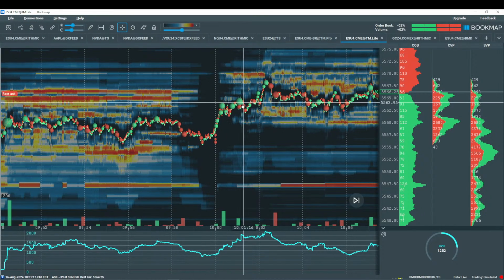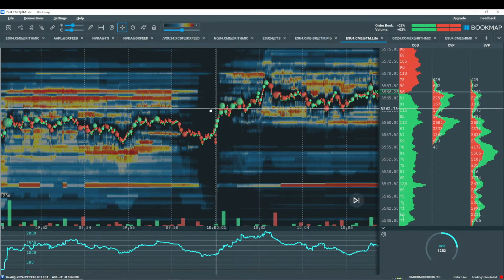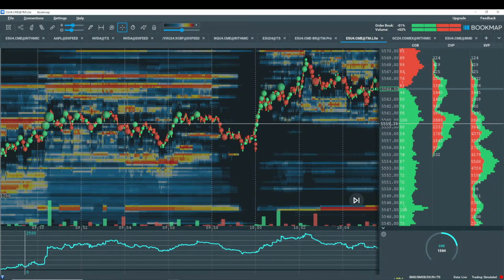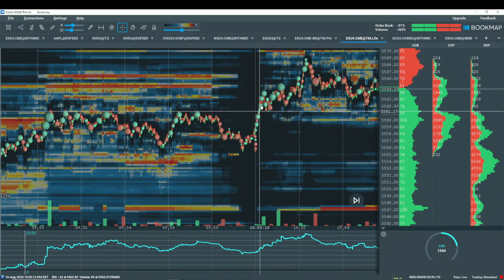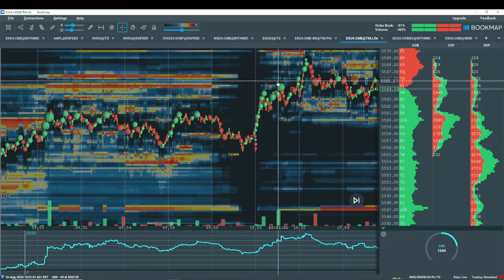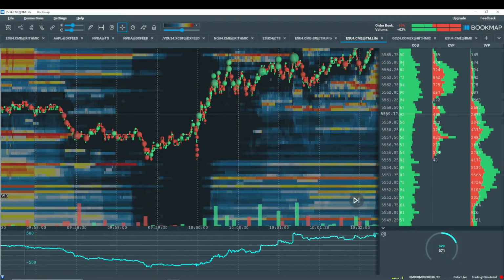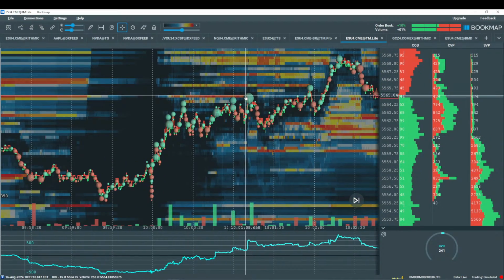Now, this too is no different than an opening drive. There's just no gap in here. We have buyers come in, drive it up above all of this area, and they're still buying. So we are bullish until we see something different.